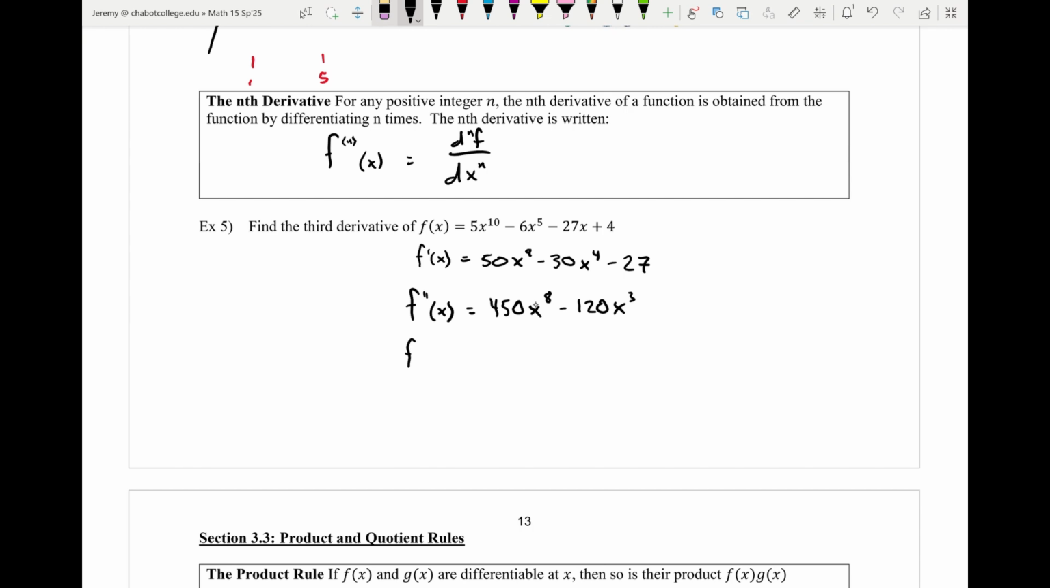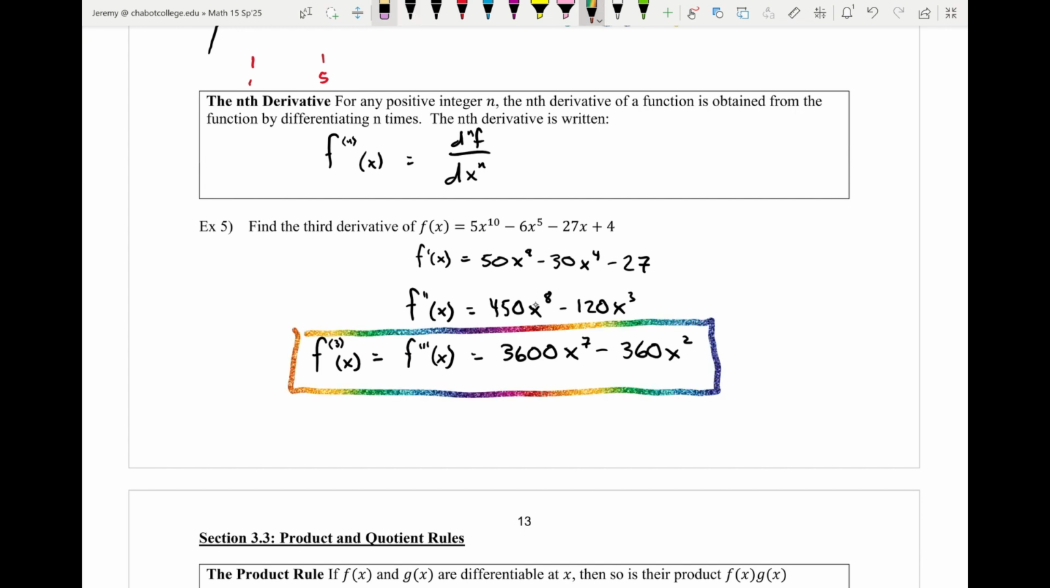All right, and then we'll find the third derivative by just differentiating one more time. There's f triple prime. 8 times 450, I got 3600 x to the 7th power minus 360 x squared. Okay, if you got tired of writing the primes, you also could have written f triple prime like that of x, right? That's just the other notation. So there it is. We're done. We don't have to go any further than this. We just wanted the third derivative, and there it is.